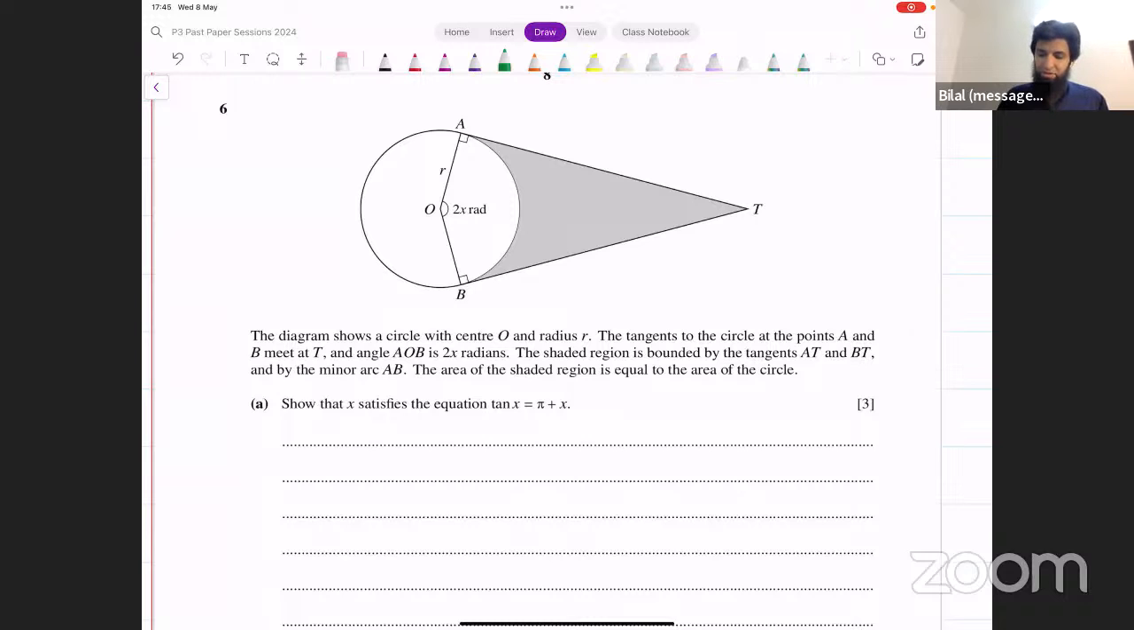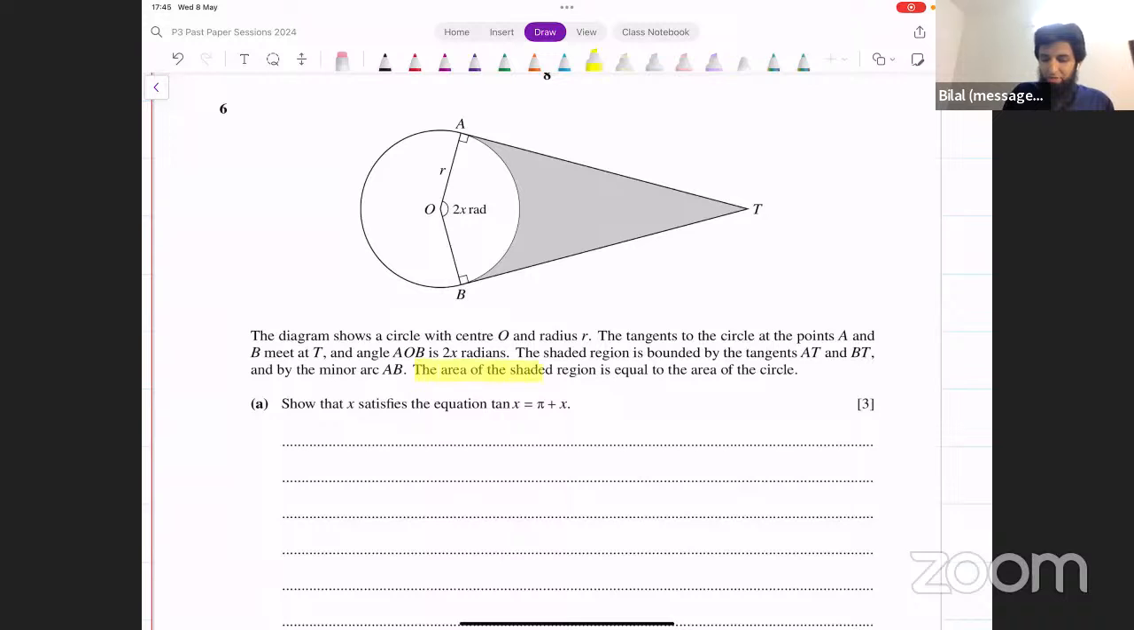The tangents to the circle at the points A and B meet at T, and the angle AOB is 2x radians. The shaded region is bounded by the tangents AT and BT and by the minor arc AB. All of this information is shown on the diagram as well.